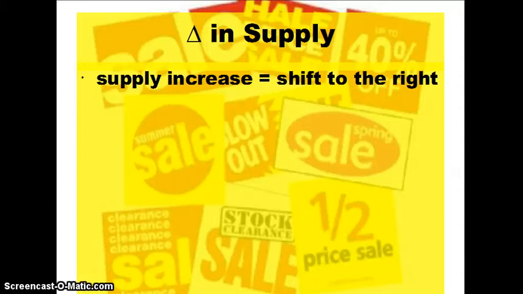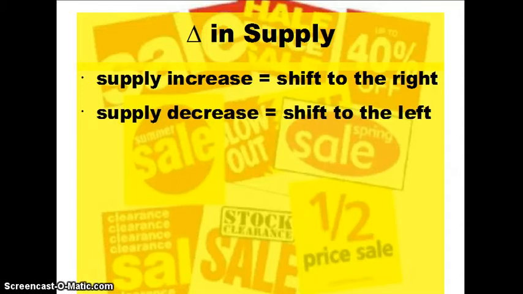So if we have a supply increase, it's going to shift the supply curve to the right. If we have a supply decrease, it's going to shift the supply curve to the left. And when you shift the supply curve to the left, it looks like you're increasing supply. It looks like the supply curve is literally moving up the graph, but you're actually decreasing the quantity supplied. So make sure you remember increase to the right, decrease to the left.